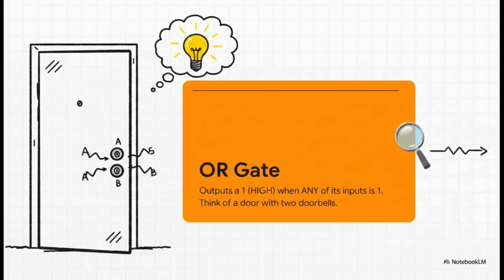Now on the flip side, we have a much more laid-back gatekeeper, the OR gate. This one is like a door with two doorbells. You can press the first doorbell, or you can press the second one. You could even press both at the same time. Any of those will get the door to open.